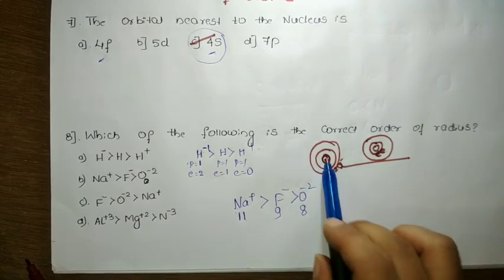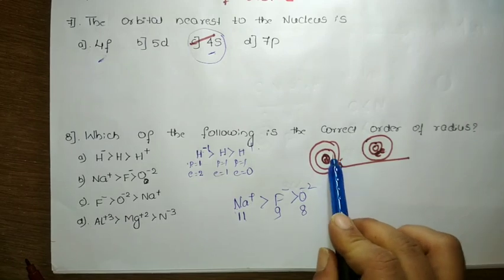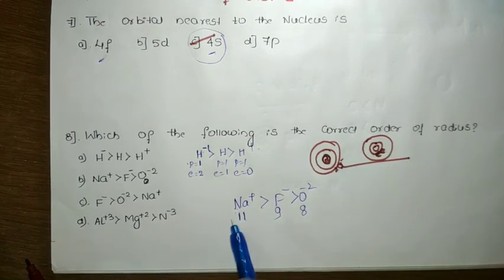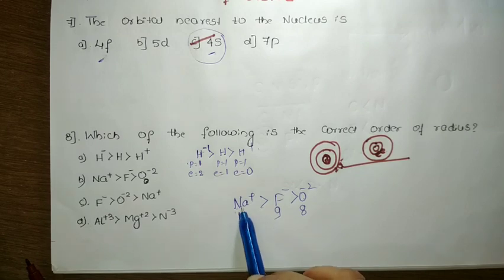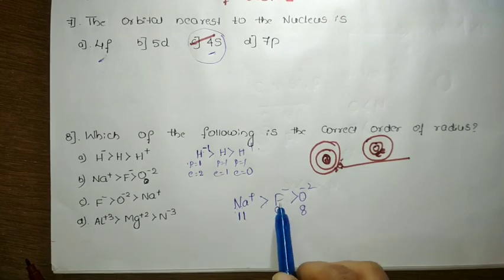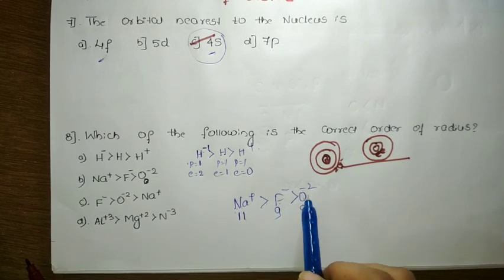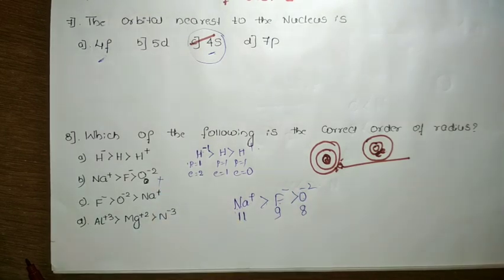As I told you, the more the proton number, the lesser should be the size. But here they have given it the opposite way. According to them, the sodium ion has the most size, followed by the fluoride, followed by the oxide ion. So this will not come.